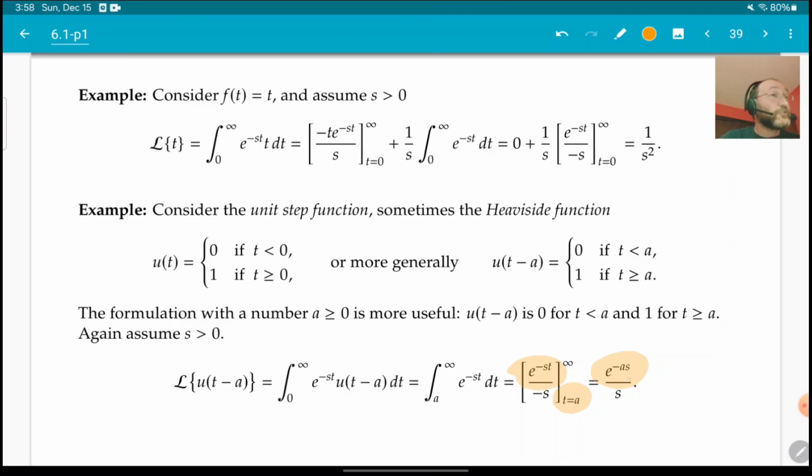So in the numerator I have e to the minus as over s, and you will notice that if a is zero, this really is the same thing as just the constant one, because e to the minus zero times s is one, so 1 over s is the Laplace transform of u of t. Again, it wouldn't be very useful in this formulation, but that's what u is. But u of t minus a, that's really what we're going to be interested in, and it's this thing.